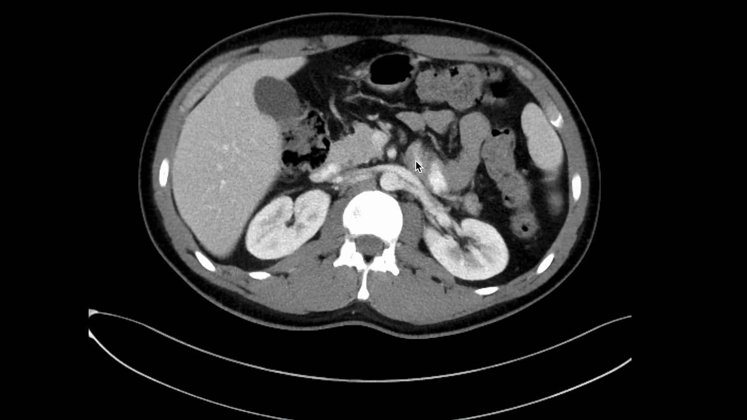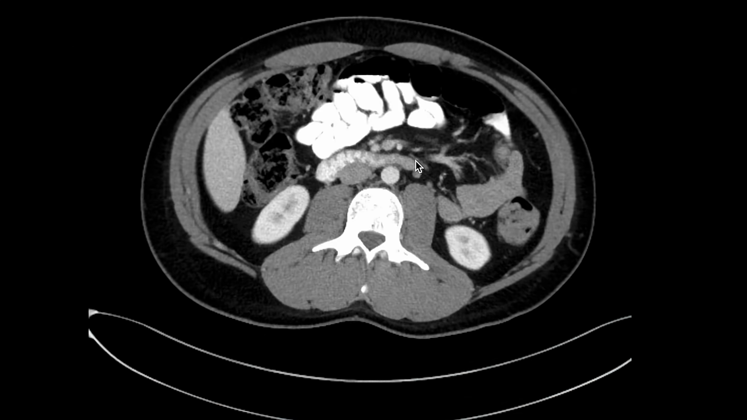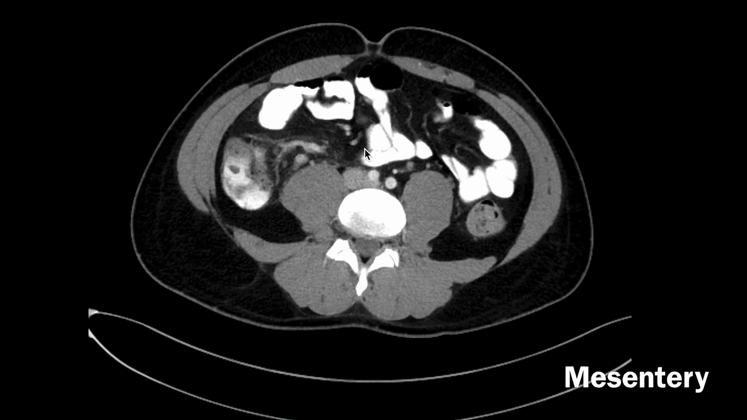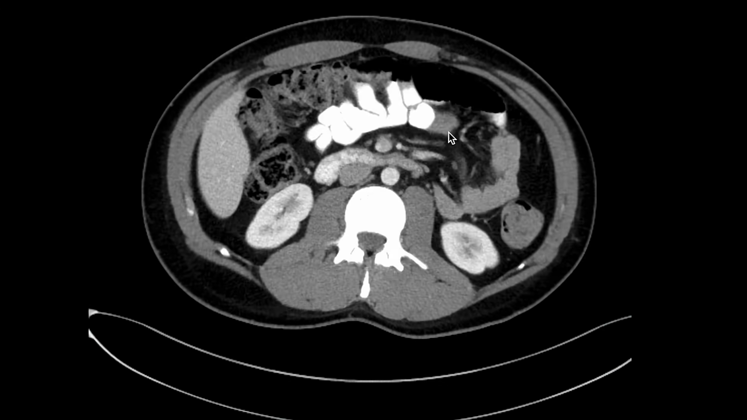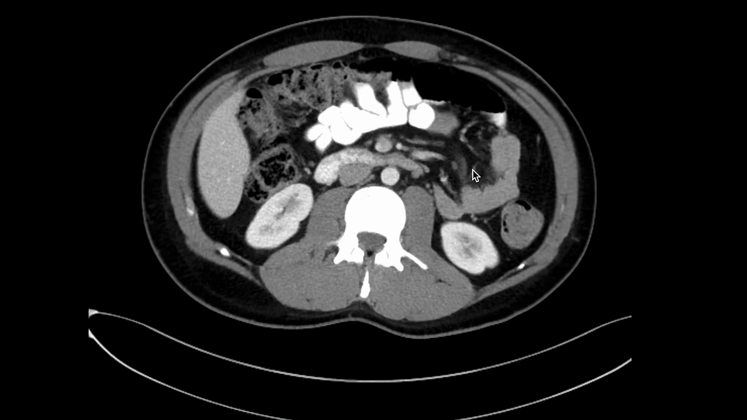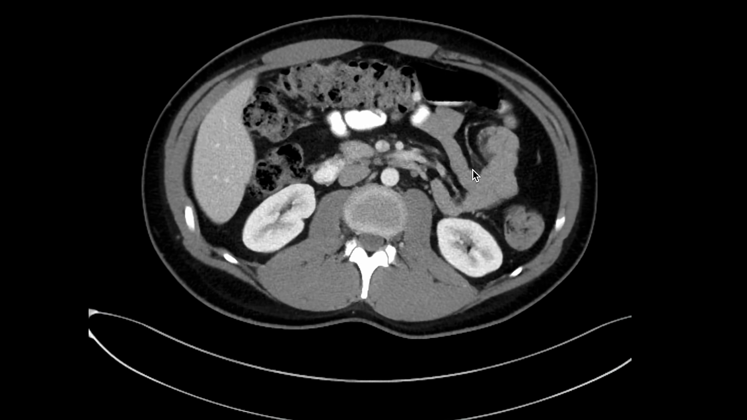At the same time, when I look at the small bowel, I treat the mesentery as its own organ, as well as part of the small bowel. So I look at the small bowel mesentery here and here on the second run. So I do 2 runs of the small bowel mesentery looking for nodes and other abnormalities.